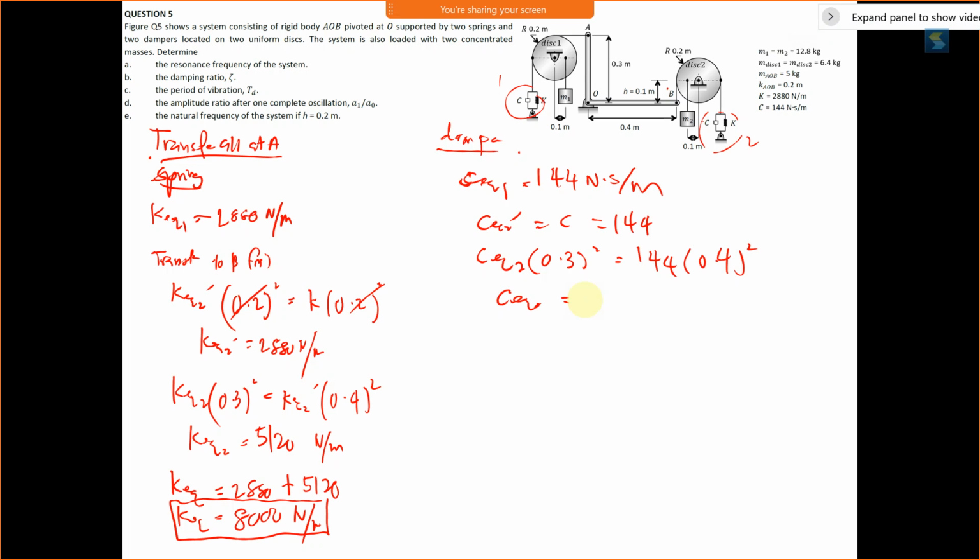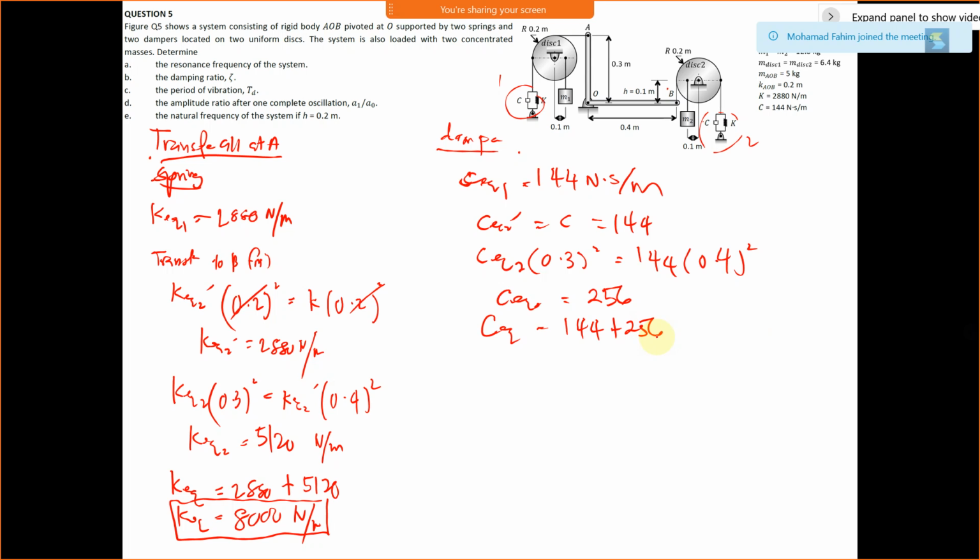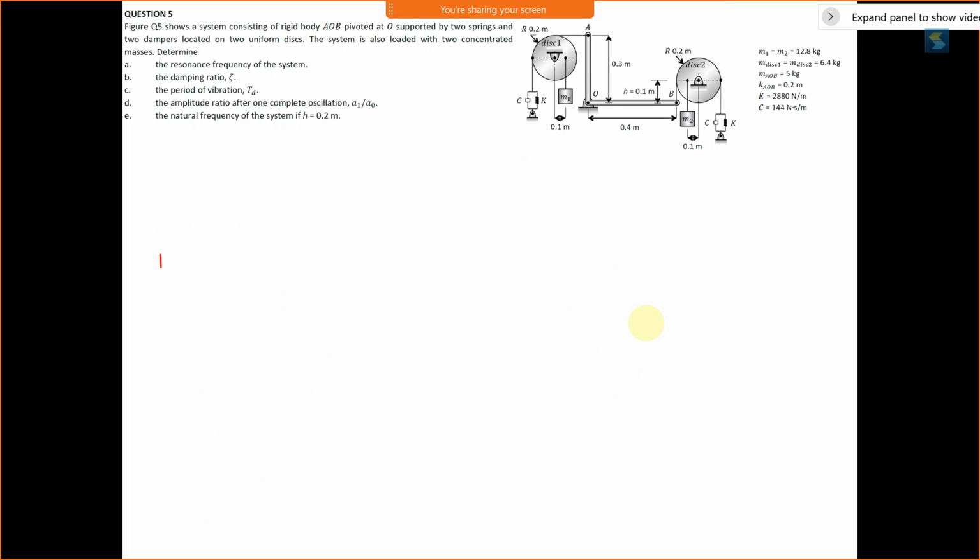Sorry, 256. 256. Then C equivalent total equals to 144 plus 256. Then our value of C equivalent must be 400. So that is our value of C equivalent. Okay, dah dapat C equivalent, dapat K equivalent, then dapatkan yang mass pula. Okay, mass.